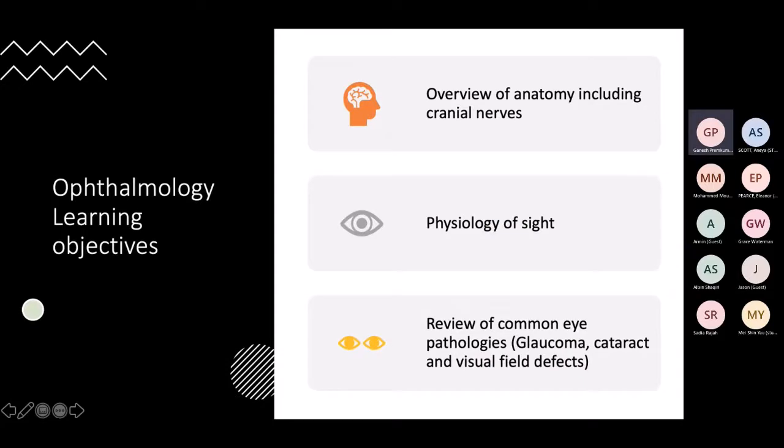So essentially, to start with ophthalmology, we'll be doing an overview of the anatomy, including the cranial nerves, talking about the physiology of sight, and then reviewing some common and high yield topics such as glaucoma, cataracts, visual field defects. These are things that are going to come up in your written exams, and also maybe not this year's OSCE, but next year's OSCE, definitely things you need to be proficient with.